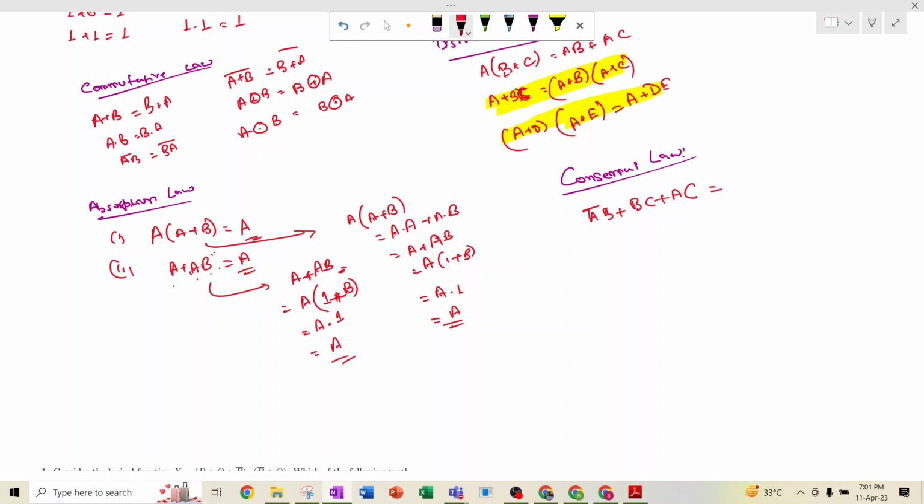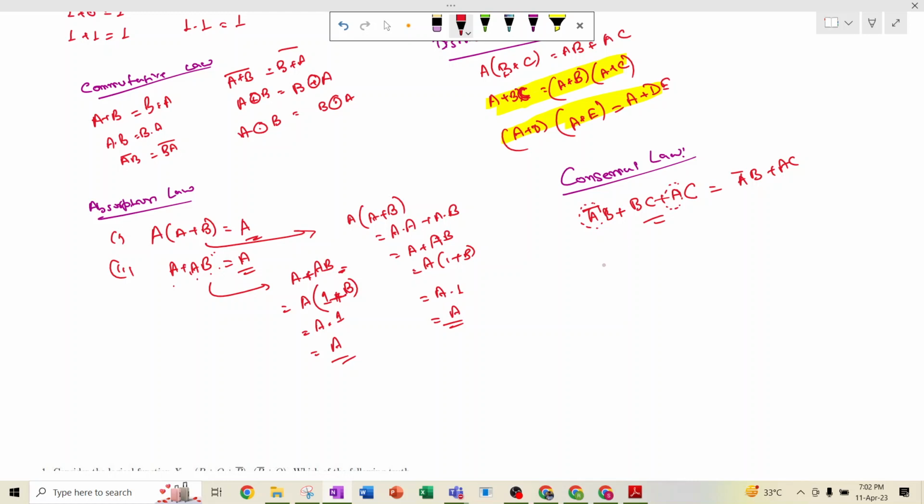Suppose there is one variable in which that variable and its complement are also present, then this expression will be minimized to A bar B plus AC bar. This BC will be vanished.